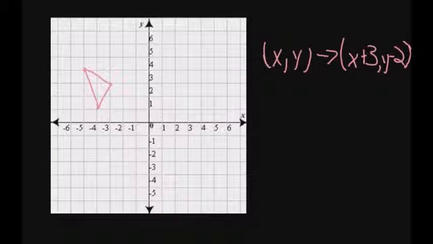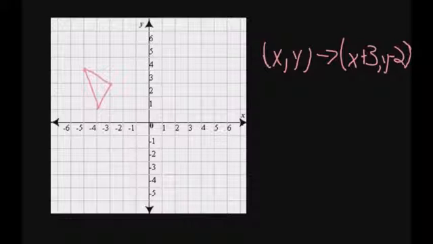Alright, so let's get into translation. A translation is just a slide. We're going to move the object somewhere, along the x-axis and along the y-axis. So I have a translation rule here, and this is how they're always going to be written. We start with x comma y, that's the original, our x and our y value. Then we have the arrow, that means translated. And then we have the rule of x plus 3, y minus 2.